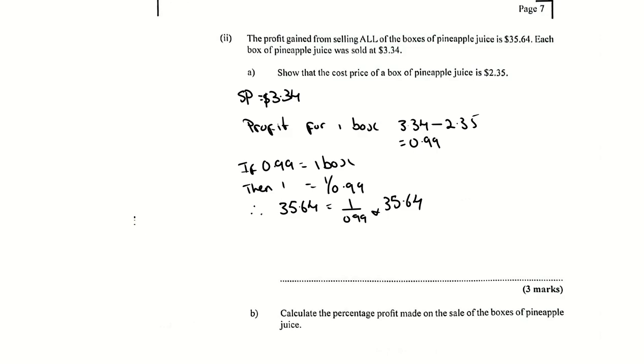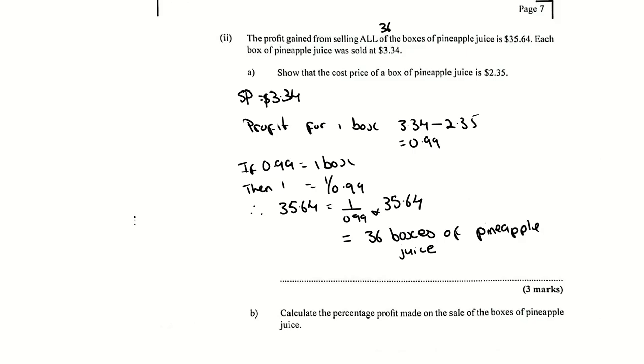35.64 divided by 0.99. So we know from the information given, it should be 36 boxes of pineapple juice. Now from this information, you find it's 36 boxes of juice, then you work backwards. I think they're supposed to say the profit gain from selling all 36 boxes of pineapple juice.